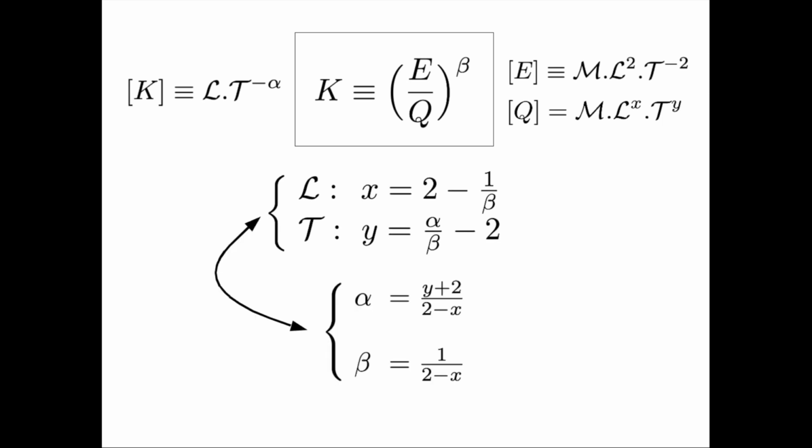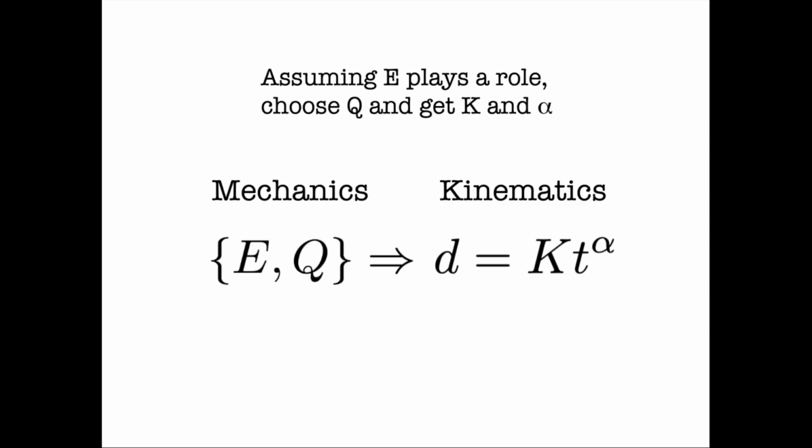Inverting, this gives alpha is equal to (y plus 2) divided by (2 minus x), and beta is equal to 1 over (2 minus x). In other words, assuming E plays a role, choose Q and get K and alpha. If the dimensions of Q are known, alpha and beta are known. And so not only Q is known, but it is associated with a specific value of the exponent alpha. This is why the mechanics are said to explain the kinematics.